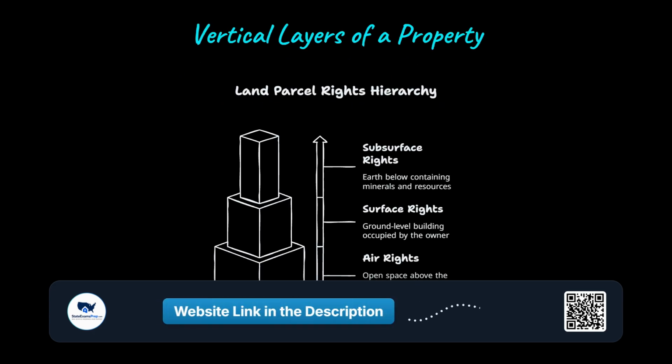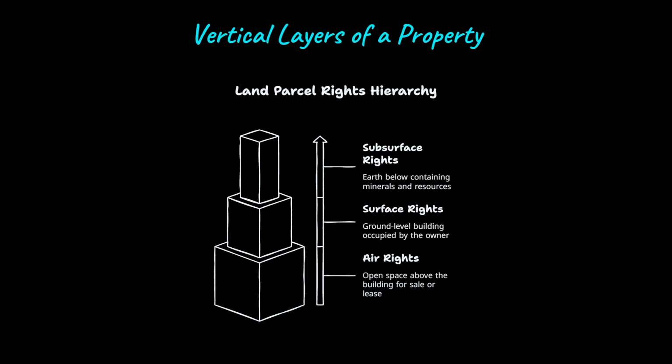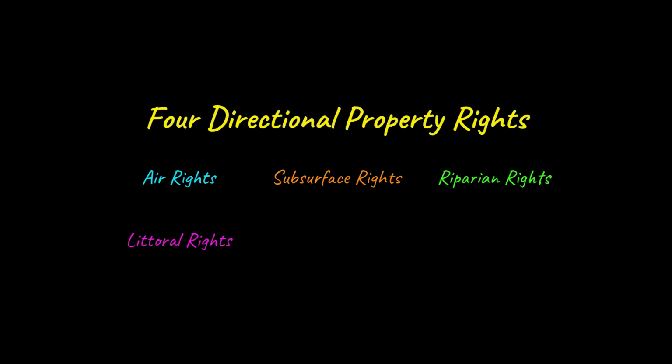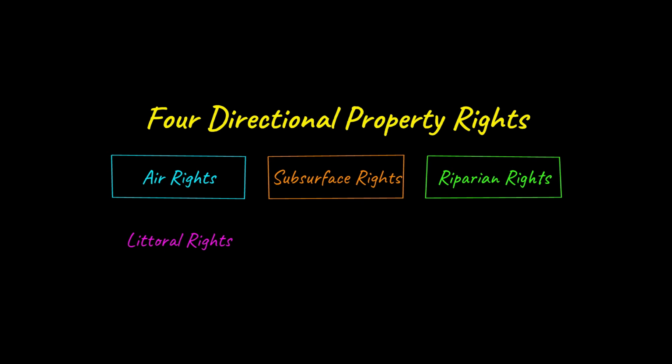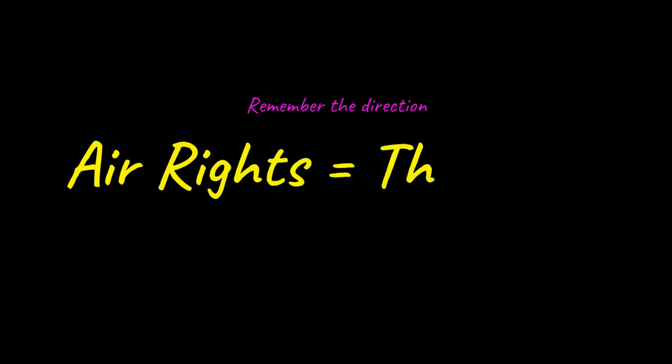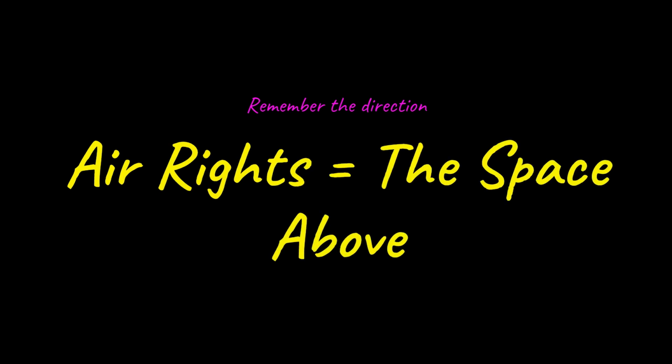Picture one parcel sliced into layers: airspace above, the surface where the building stands, and the subsurface below. Each one is a separate, independently transferable interest. Don't confuse air rights with the other directional rights. Subsurface rights govern minerals below ground, riparian rights govern water bordering a stream or river, and littoral rights govern land bordering a sea or lake. Only air rights point upward toward the space above the parcel. When a question describes selling the rights to build above an existing structure while keeping the ground floor, think air rights, the upward dimension of property ownership.